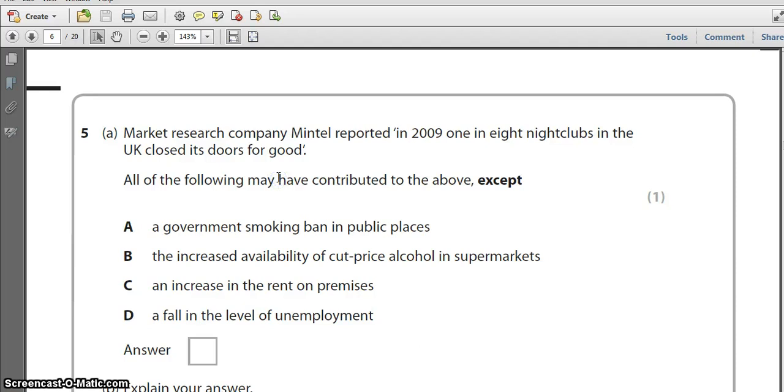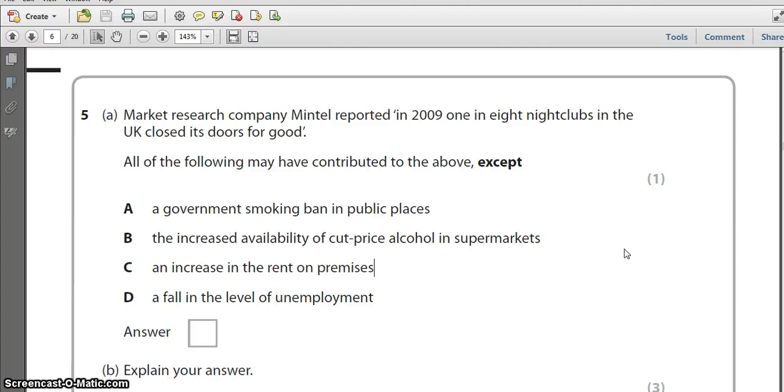Question 5. Market research company Mintel reported in 2009 that 1 in 8 nightclubs in the UK have now closed. All of the following may have contributed to the above, except... So which of these would not have caused nightclubs to close? The answer is D, a fall in the level of unemployment.